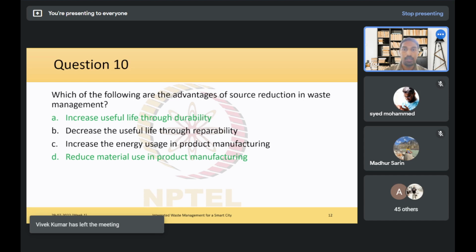And C, increase the energy use in product manufacturing. Again, it's not the purpose of source reduction. We try to reduce our energy use, so we are not trying to do that in source reduction, and it's definitely not an advantage. So it's only options A and D which are the correct options.